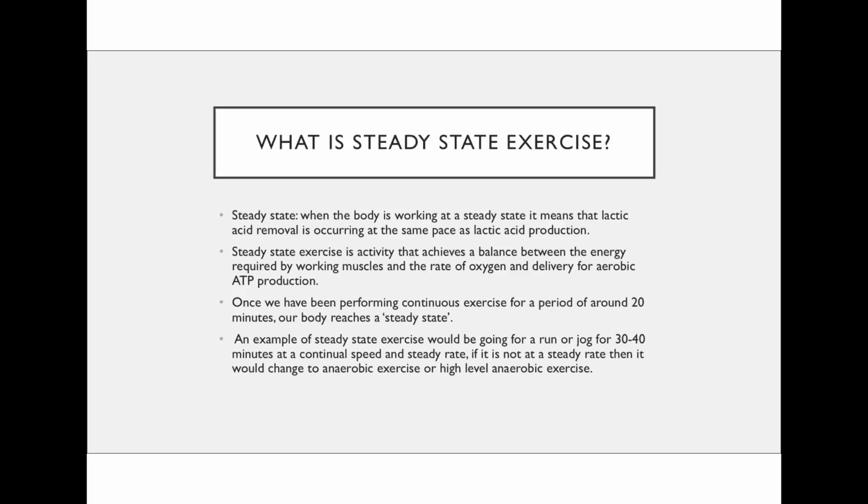Once we have been performing continuous exercise for a period of around 20 minutes, our body reaches a steady state. An example of steady state exercise would be going for a run or jog for 30 to 40 minutes at a continual speed and steady rate. If it is not a steady rate, then it would change to anaerobic exercise or high-level anaerobic exercise.